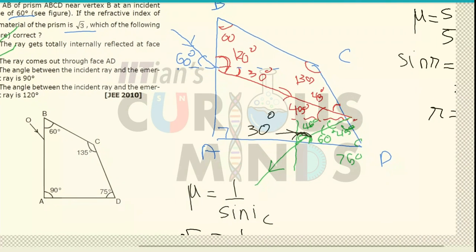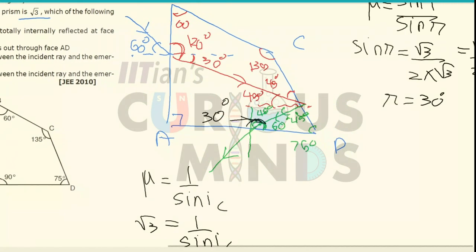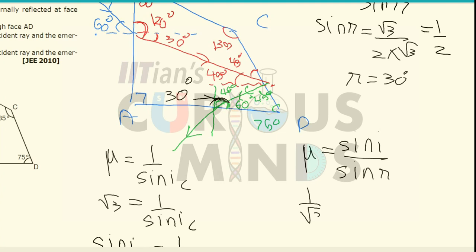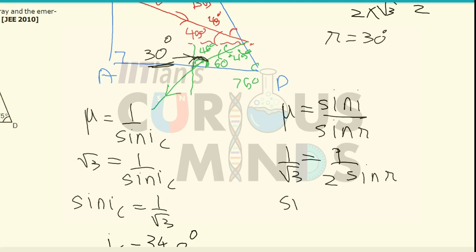Okay. So over here, let us find out the angle of refraction at this point. So mu over here will be equal to sin i divided by sin R. Now since the ray is passing from the denser to rarer medium, it will be equal to 1 upon √3, and the angle of incidence over here is equal to 30 degree at the surface AD. So sin 30 will be equal to half into sin R. So sin R will be equal to √3 divided by 2. So R will be equal to 60 degree. So the angle of refraction over here is equal to 60 degree.